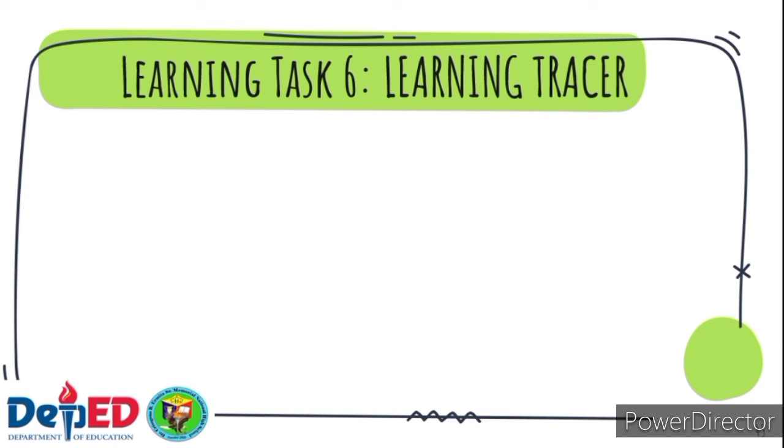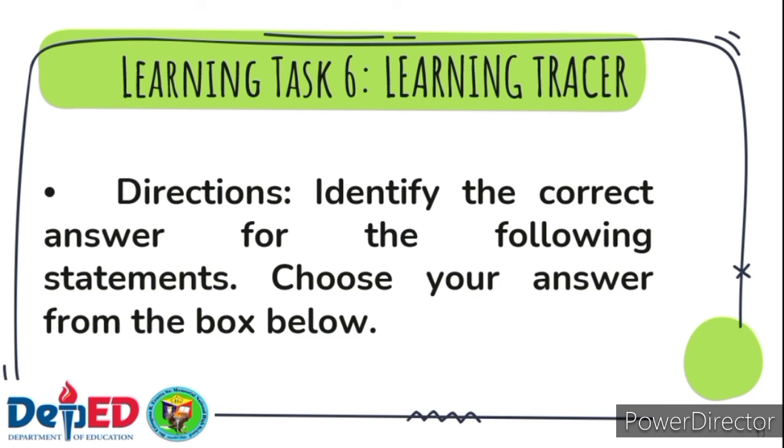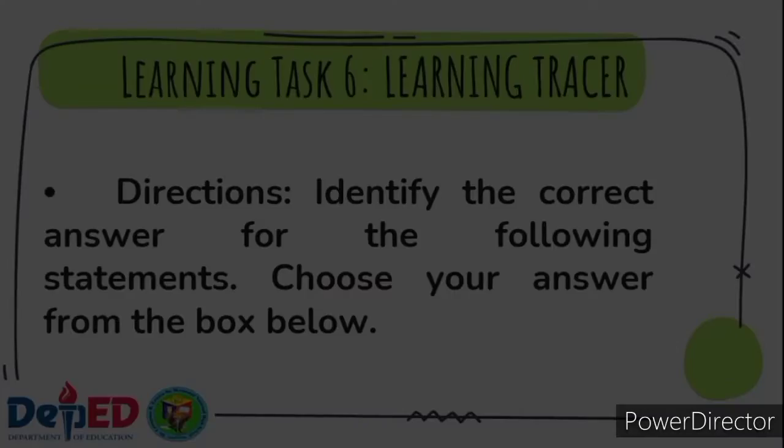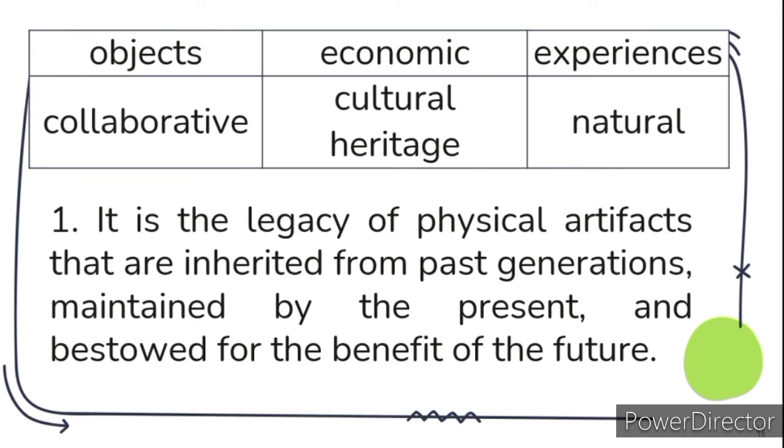Now let's do Learning Task 6, Learning Tracer. Identify the correct answer for the following statements. Choose your answer from the box. So number 1. It is the legacy of physical artifacts that are inherited from past generations, maintained by the present and bestowed for the benefit of the future. So you can choose your answers from the words inside the box.